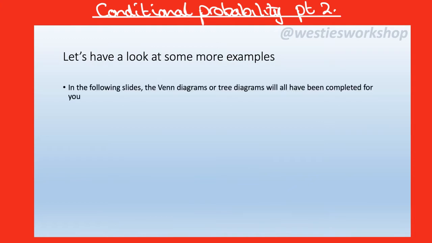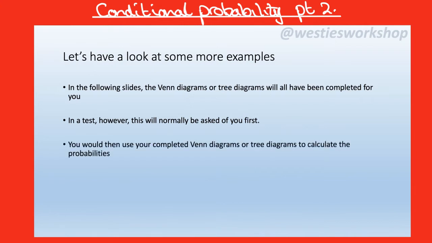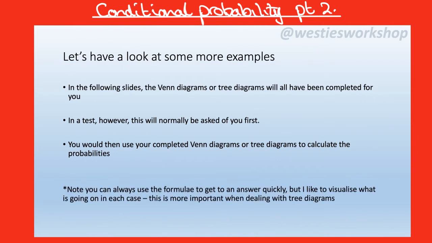In the following slides, the Venn diagrams or tree diagrams will have been completed for you. In a test, however, this will normally be asked of you first. You would then use your completed Venn diagrams or tree diagrams to calculate the probabilities. Note, you can always use the formula to get to an answer quickly, but I like to visualize what is going on in each case. This is more important when dealing with tree diagrams.